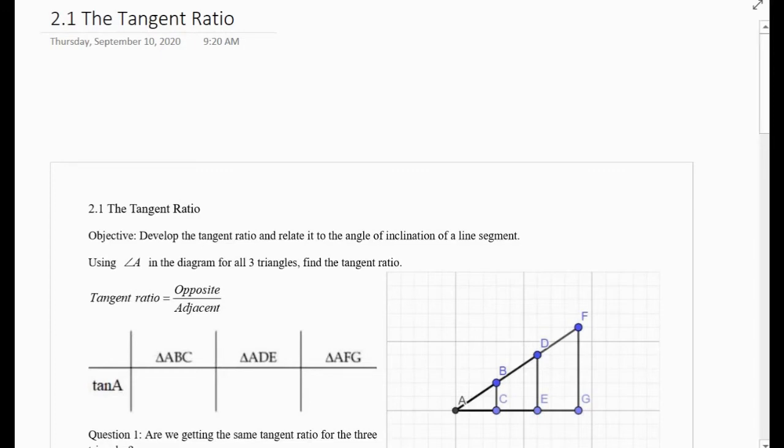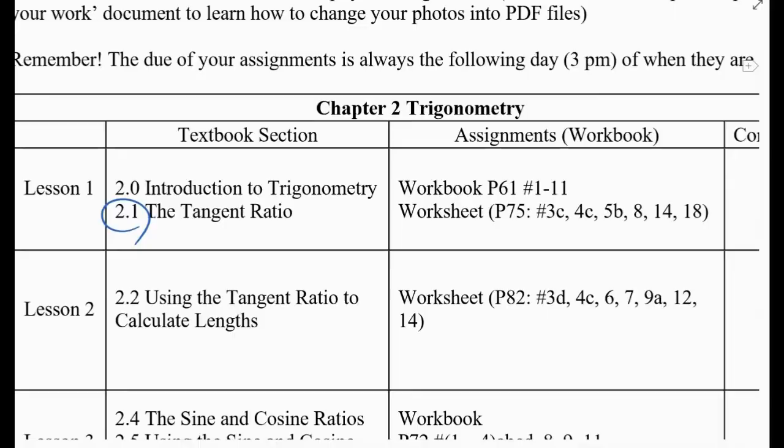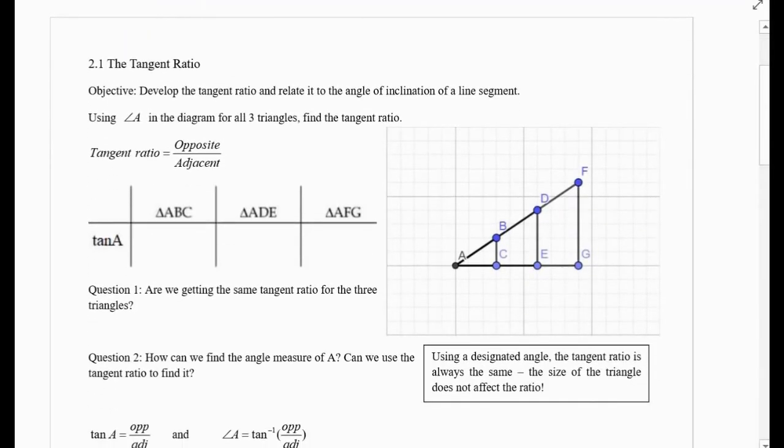Alright, welcome back everyone. So look at 2.1 lesson notes. We're going to learn details of the tangent ratio. Today's objective: develop the tangent ratio and relate it to the angle of inclination of a line segment.